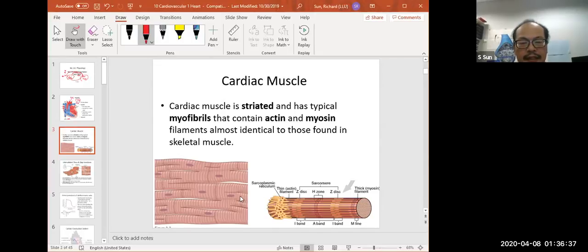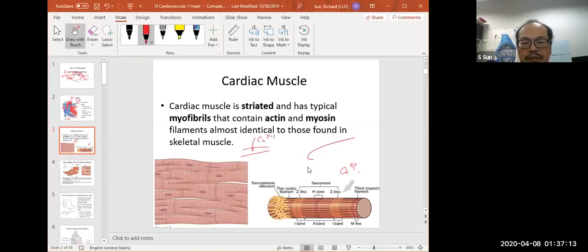They also have actin and myosin. So basically their contraction mechanism is the same as the skeletal muscle. It means that calcium needs to come in. The difference is that in the skeletal muscle, the calcium comes from the sarcoplasmic reticulum. But in the cardiac muscle, it comes from the extracellular space.